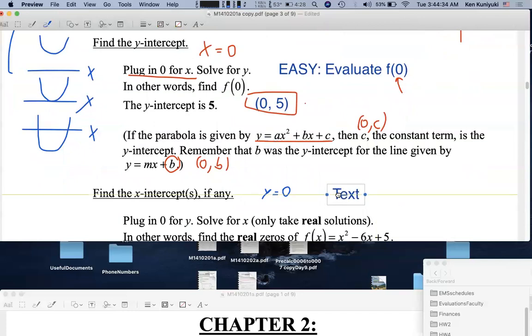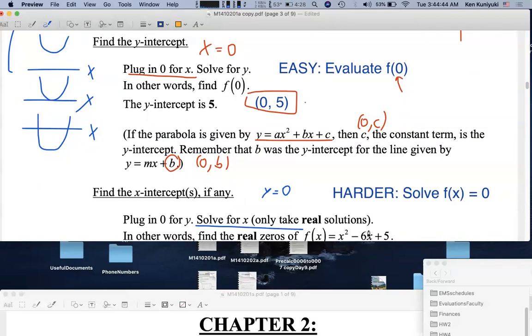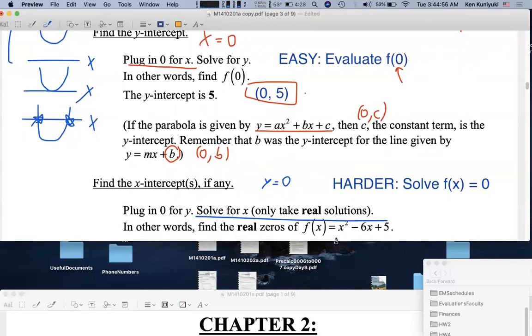You have to solve y, or f of x, equals 0 for the real solutions of x. Remember, only take real solutions. Only real zeros for the f function will correspond to the x-intercepts. Real zeros correspond to x-intercepts. Remember that from 1.2. So what are the real zeros of x squared minus 6x plus 5?